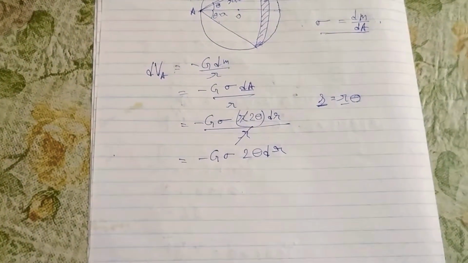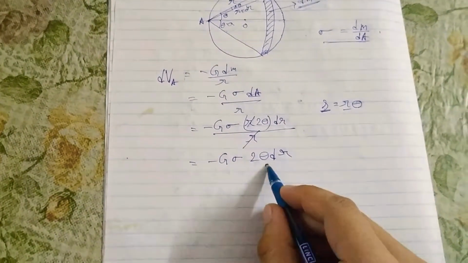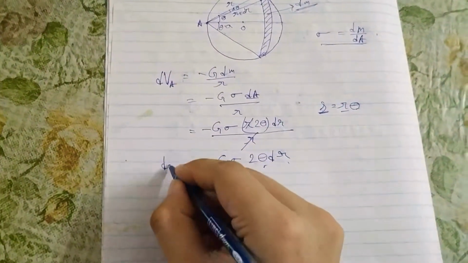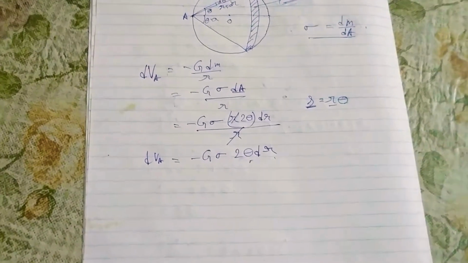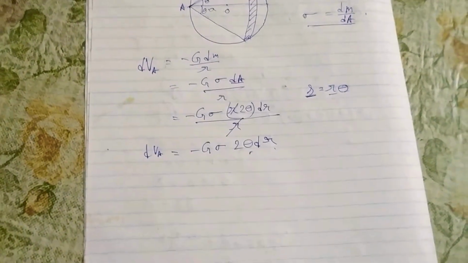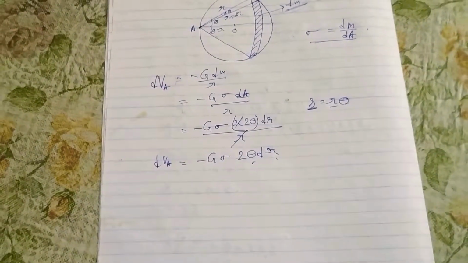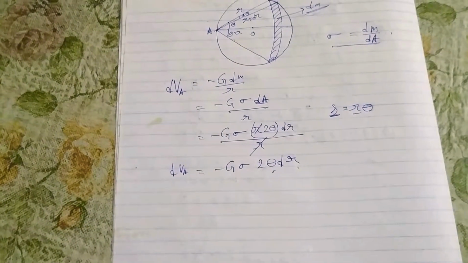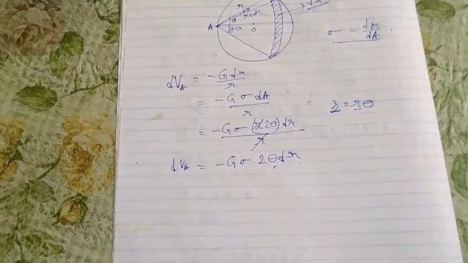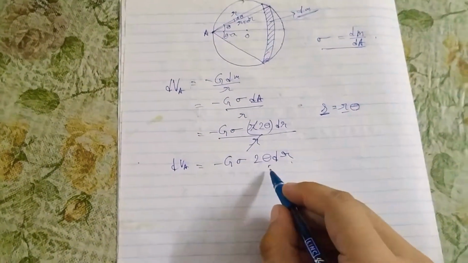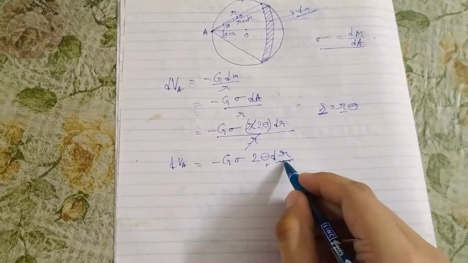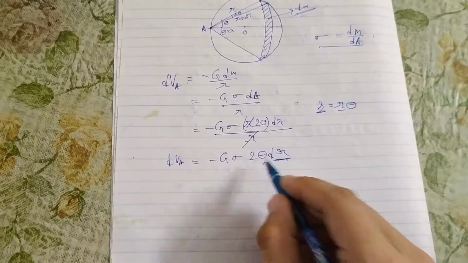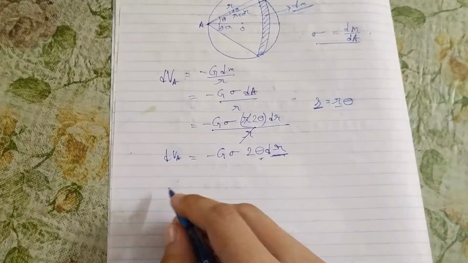Now here are two variables, theta and r, both are variables. So if we try to integrate this now, that will be very hard. So we will replace this variable with theta terms. Now how? We'll see.